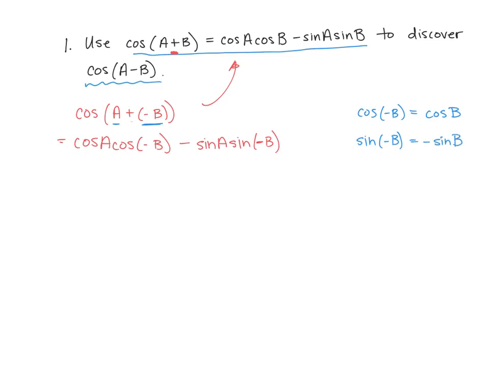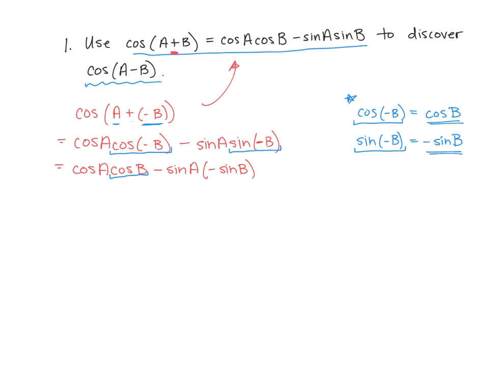So now, using that previous knowledge that we learned earlier in this lesson, where we see a cos of negative B, let's replace it with a cos B. Where we see sine of negative B, let's replace it with a negative sine B. So I'm going to have cos A, cos B, minus sine A times a negative sine B. So again, I've replaced just using my negative angle identities.